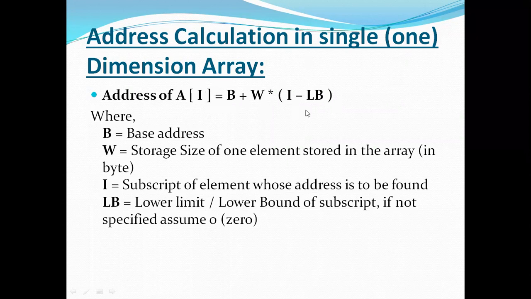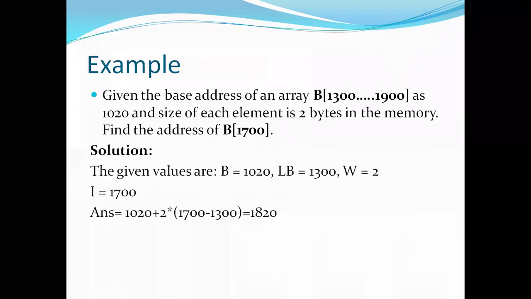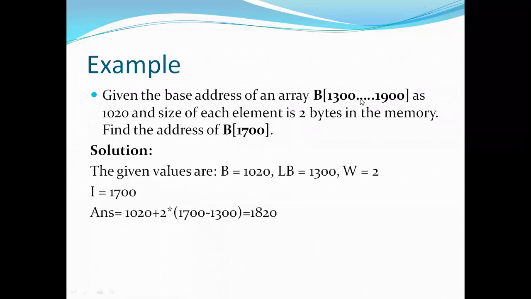We will see one more example, one more numerical. Given the base address of an array B, here the lower bound is not 0. It is already mentioned, the lower bound is 1300 and the upper bound is 1900. 1020 is the base address and the size of each element is 2 bytes. In memory, find the address of B of 1700. We can't find it manually.